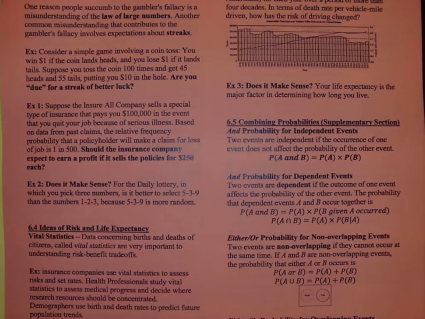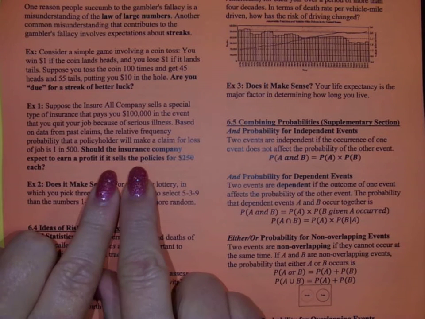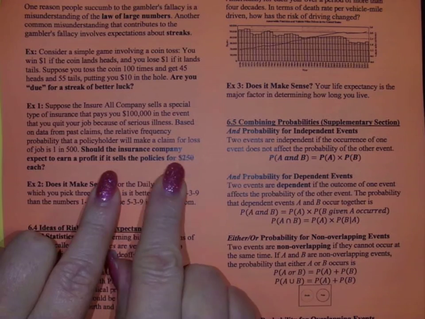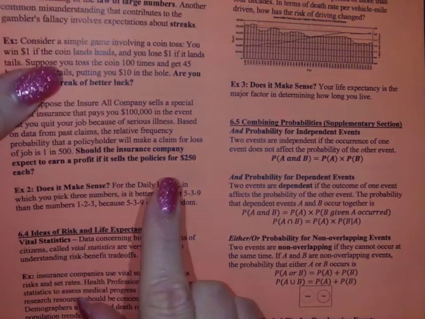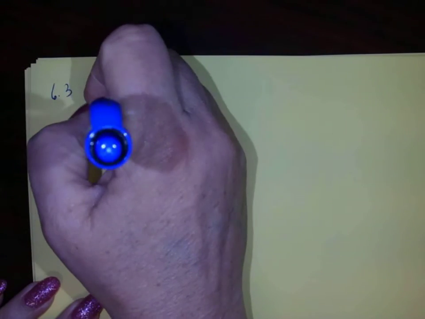So if Insure-All sells only a few policies, we're going to talk about what happens. Let's say we sell 100 policies. We're going to talk a little bit about some numbers to understand this. So this is 6.3, example 1.